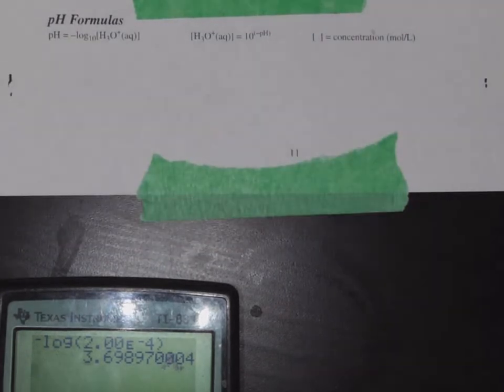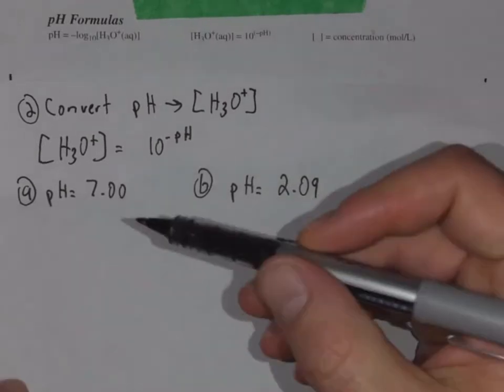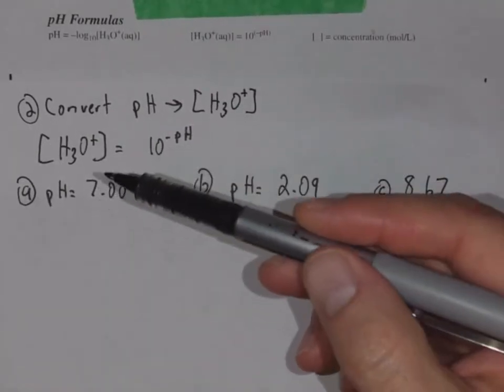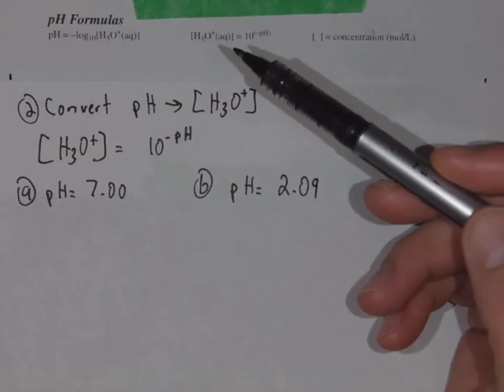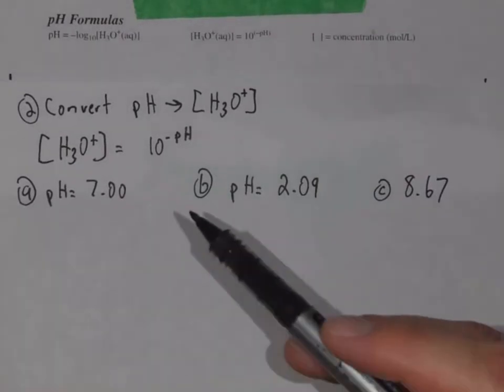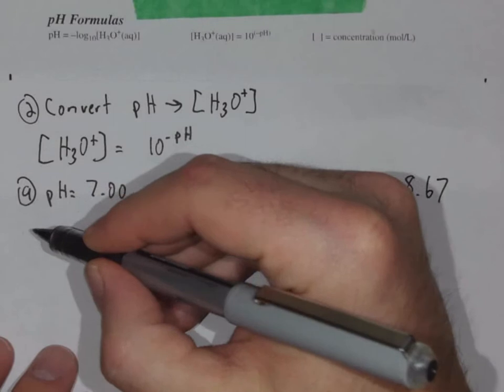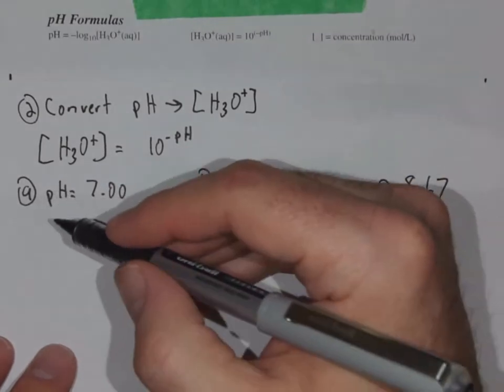Okay. The next of the last 3 questions I have here is converting from pH into hydronium ion concentration. Once again, on page 11, here is your formula. The hydronium ion concentration is equal to 10 to the power of the negative pH. So let's start off with a relatively easy question.